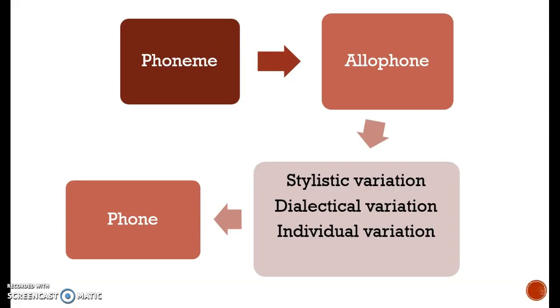The relationship between the phoneme as an ideal combination of articulatory features, the allophone as its variant, and the phone as a concrete speech sound may be illustrated in the following scheme. As you can see: phoneme, allophone, then stylistic variation, dialectical variation, individual variation, and then the phone.